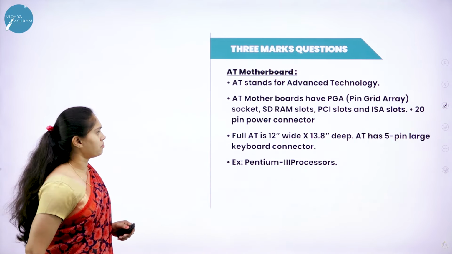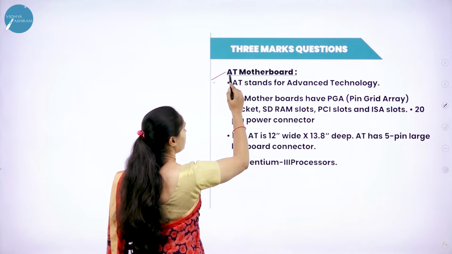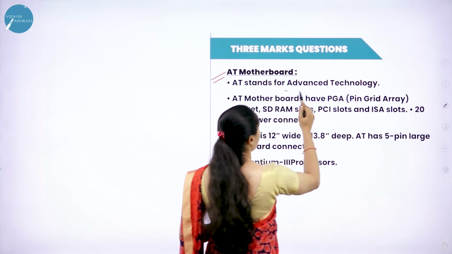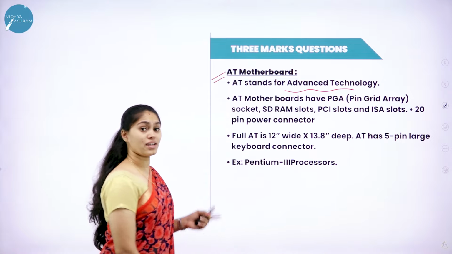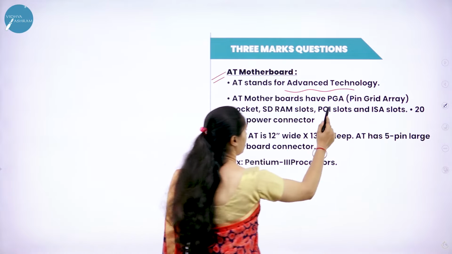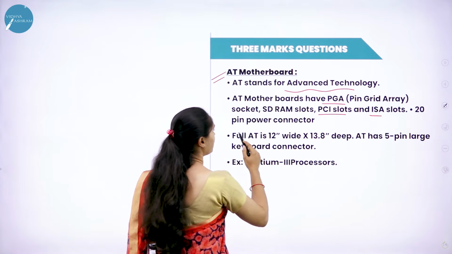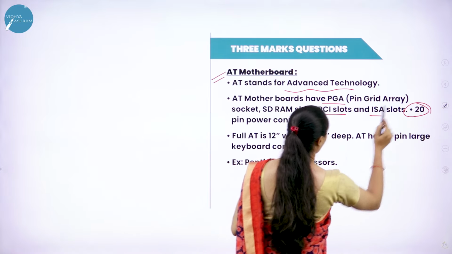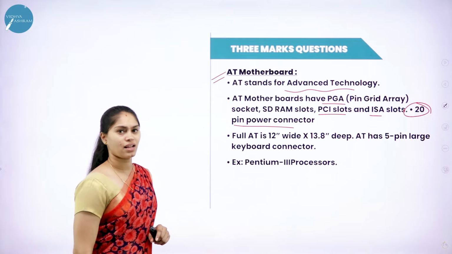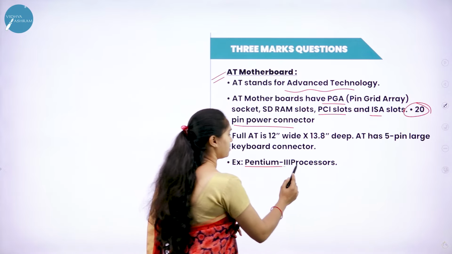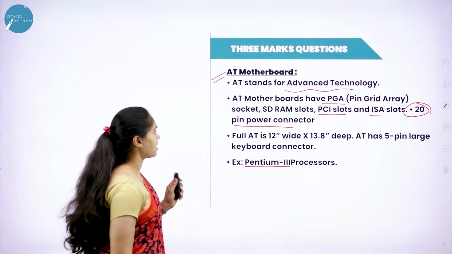The same thing applies for AT. What is the abbreviation? Advanced Technology. What components does it have? It has PGA, a PCI slot and an ISA slot, and mainly it has a 20 pin power connector. And what is the example? Pentium 3 processor.